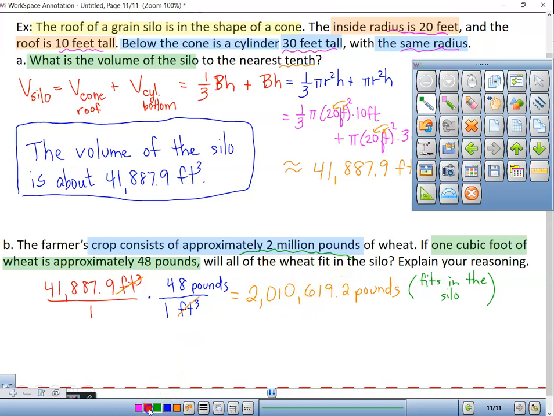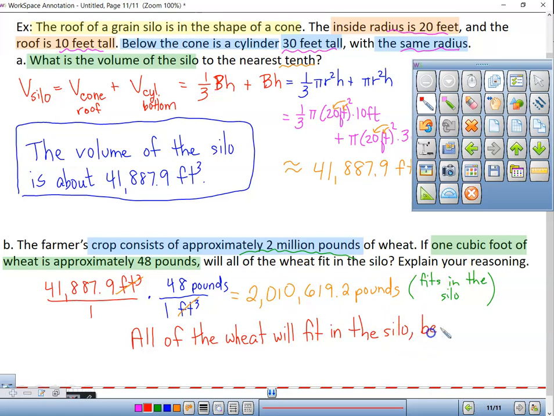So, we can write a conclusion based on that comparison. So, will all the wheat fit in the silo? All of the wheat will fit in the silo. Here, that's our conclusion, and then we have to justify that using mathematical reasoning here.